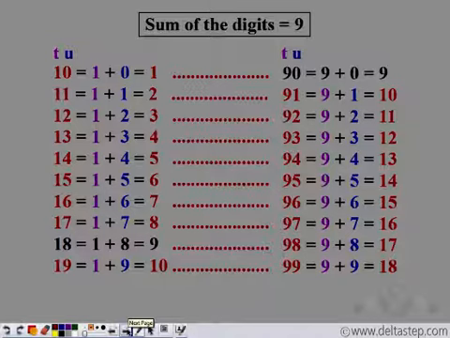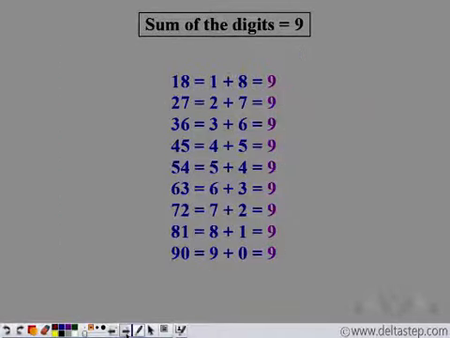So, if you take 18 as the number, the tens digit is 1, units digit is 8, and 1 plus 8 is equal to 9. So, 18 could be a number. If you consider 90, tens digit is 9, units digit is 0. So, the sum of the digits is 9. So 90 could be a number. So calculating the sum of the digits for 90 numbers in this manner, you get these as the possible values.